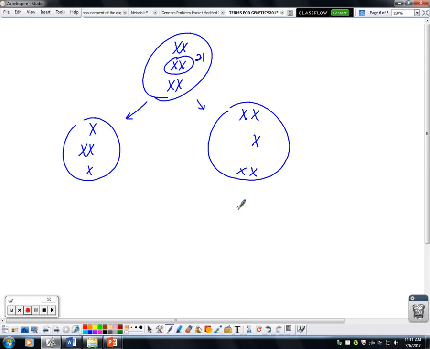On the other hand, if this one happens to be fertilized, and you have an extra chromosome 21, the technical term for that is trisomy, tri for 3, somy for chromosomes, of 21. You may recognize it as Down syndrome.